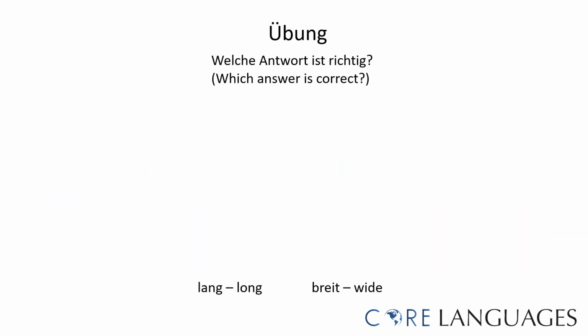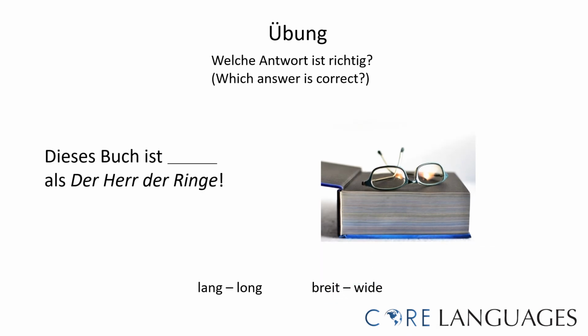Let's practice. Üben wir. Welche Antwort ist richtig? Try to choose the correct comparative adjective between lang, long, and breit, wide. Dieses Buch ist länger als der Herr der Ringe, oder dieses Buch ist breiter als der Herr der Ringe. The book is longer. Dieses Buch ist länger als der Herr der Ringe. This book is longer than The Lord of the Rings.